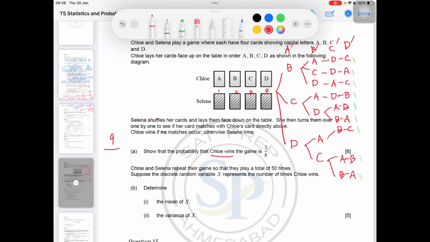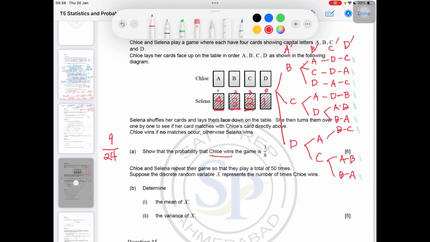Selena can have the cards, without just considering who wins, 4 cases on the first card, 3 cases for the second card, and 2 and 1. So 24. So Chloe wins 9 cases out of 24 cases. So that's why this is 3/8.